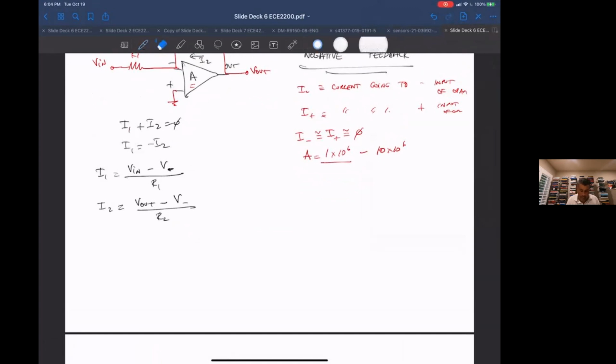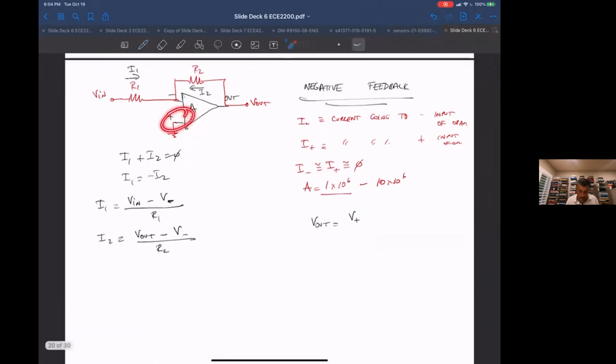Now, the definition of V out. Remember, I defined V out to be V plus of the op amp minus the negative input of the op amp, times the gain. I hooked up V plus to 0. So V out is just going to be minus V minus times this gain.